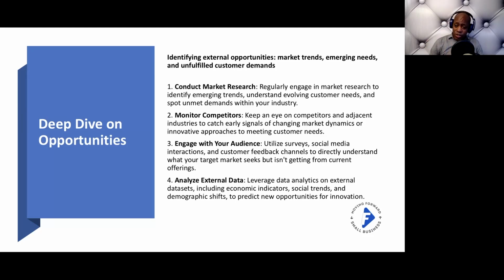Now, you can also use AI. You can use ChatGPT. You can use other tools, but there are caveats to using them, and there are issues also to using them. So we'll address that when we get to that point. But regularly engage in market research to identify emerging trends, understand evolving customer needs, and spot unmet demands within your industry. You need to monitor competitors. And so a key thing on competitors, make sure that you've picked the right competitors. One of my things is that when I look at competitors for our industry, if they're not online or they're not doing well online, they are not a competitor to me.